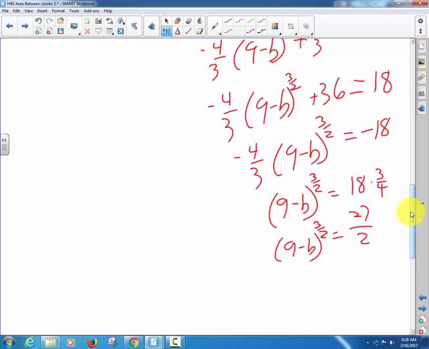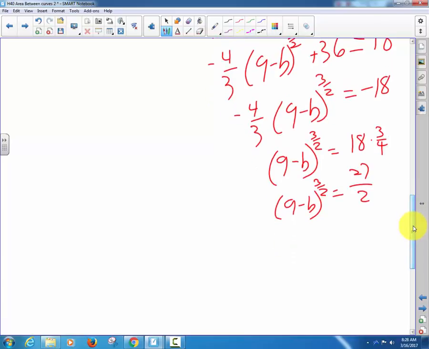How would we undo the 1/2 power? That's right. We need to square it. That'll get rid of the 2 on the bottom. We need to cube root it. That'll get rid of the cube on the top.